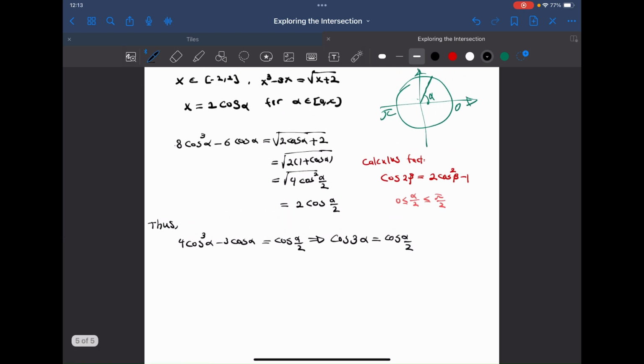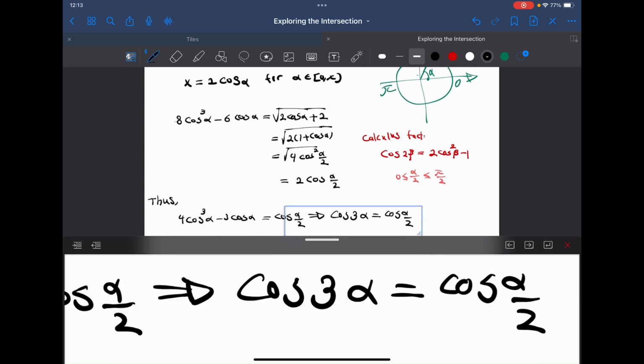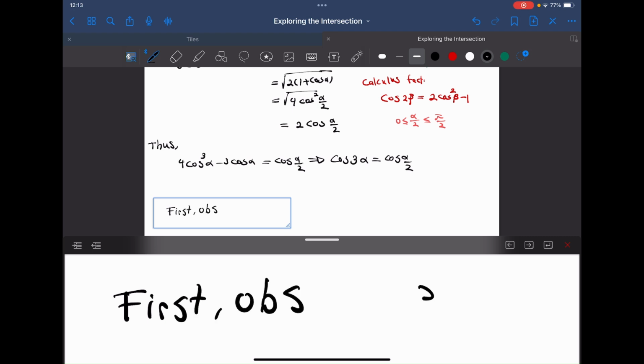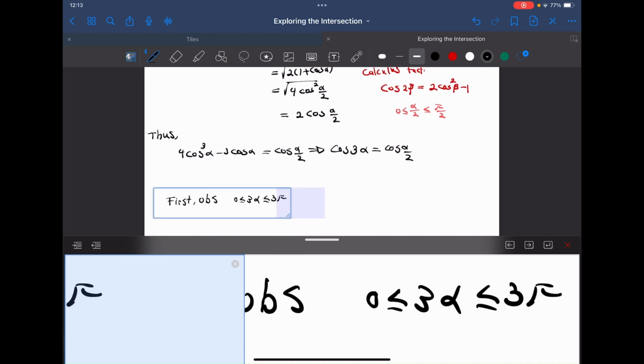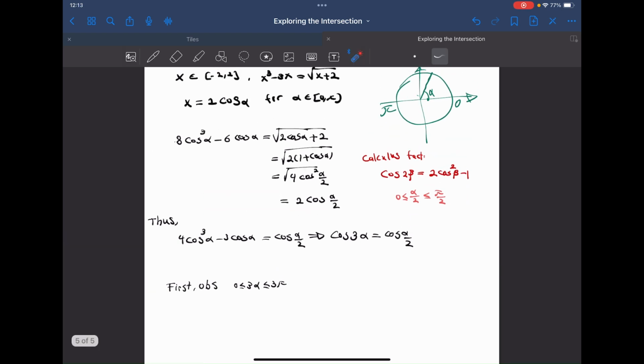So I have two values of cosine, cosine of 3 alpha and cosine of alpha divided by 2, and I know that they are equal. And the question is, what is the value for alpha? Okay, so the first observation is that 3 alpha is between 0 and 3 pi. And I know that alpha divided by 2 also is between 0 and pi over 2.